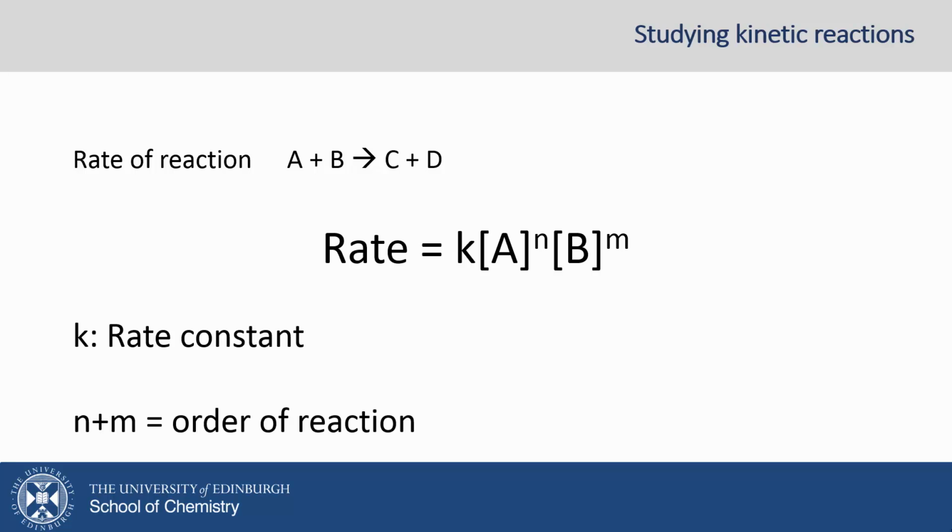So in our general rate law, we call K the rate constant, which is independent of the concentrations, so therefore it's constant and a useful measure of the speed of a reaction. And N plus M is called the overall order of reaction, and this describes the dependence of the rate on the concentration of the various species involved.